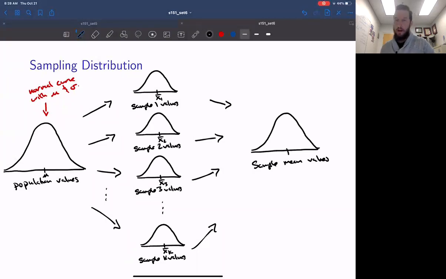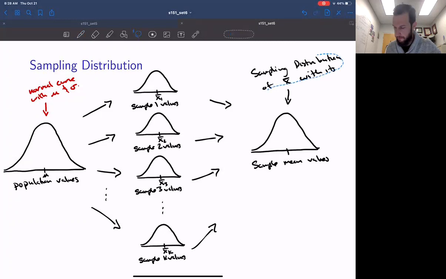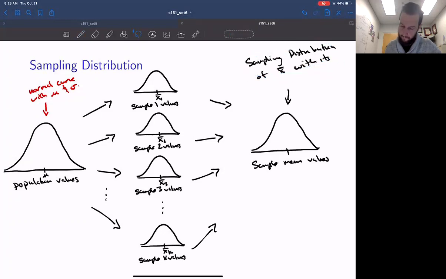Okay. And this is going to be, and this will have, this is the sampling distribution of X bar with its own mean and variance. Okay, so that's the initial idea.